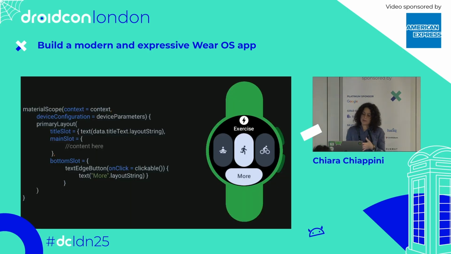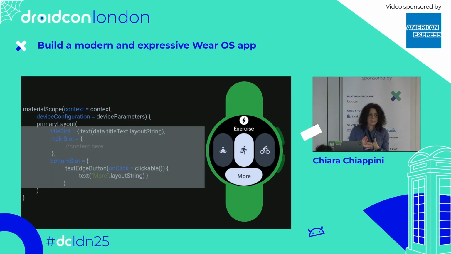And we know many watch users like to be active, so let's try to build a tile for easily starting a new workout. And I really want to focus on the Material3 updates from the Protolayout library, so I will not cover the overall setup of a tile service and some other boilerplate code that you will find anyway in our samples on GitHub.